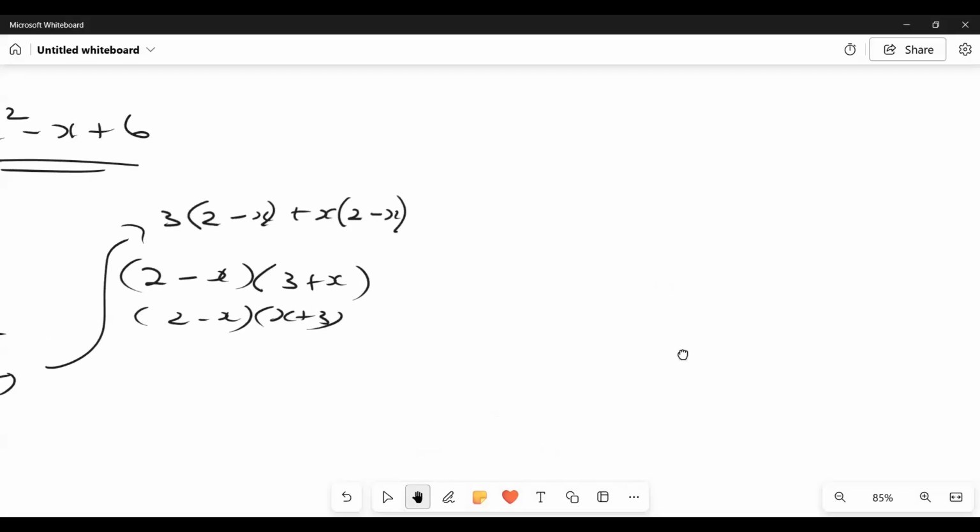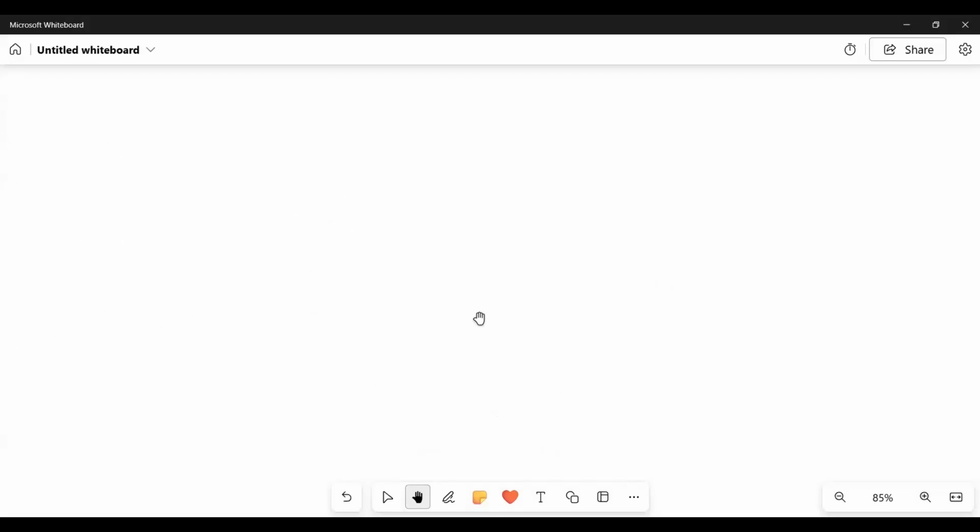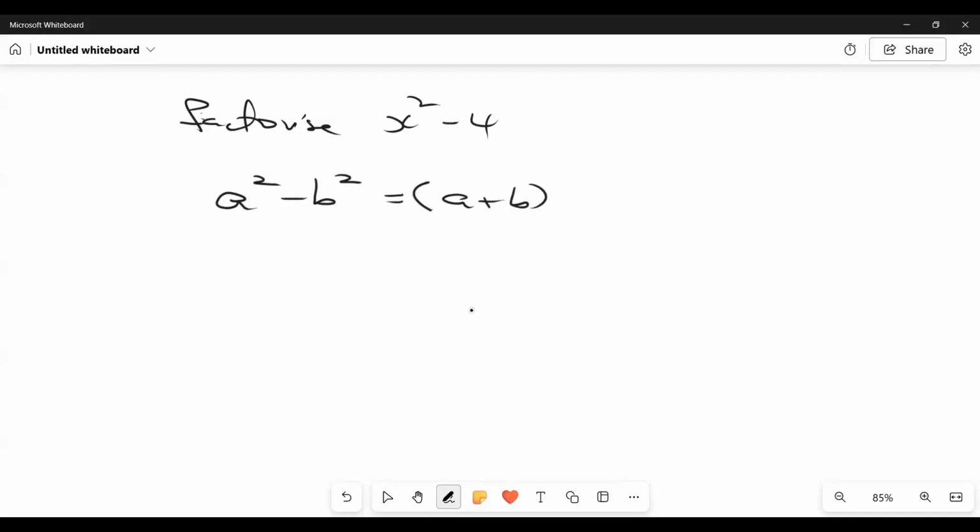There's something called factorization by difference of squares. It's a kind of shortcut. If you're asked to factorize something like this: factorize x squared minus 4. There is a rule that says if you have a squared minus b squared, then this equals a plus b times a minus b, right?